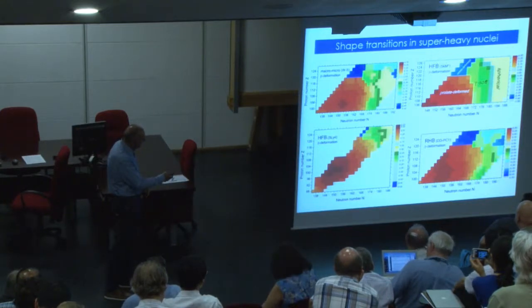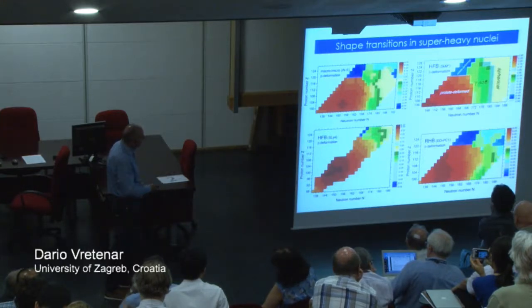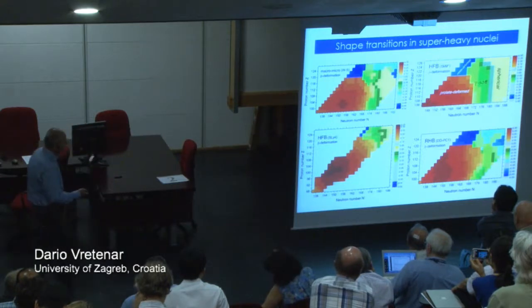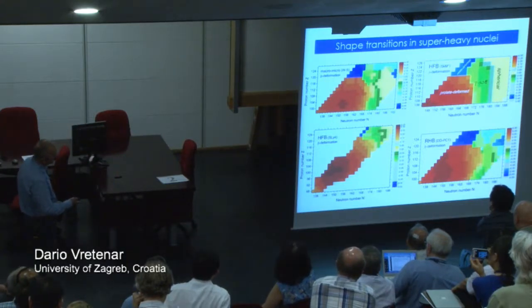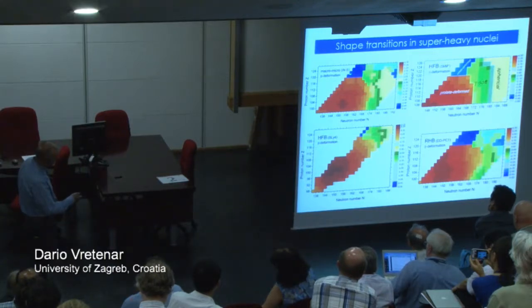The color code, of course, corresponds to different deformations. Blue would be oblate, red is prolate, yellow is spherical, green is gamma soft, and so on. So here one finds regions of very strong prolate deformation, but also exotic shapes which could develop, and all models agree that above N equal 120, one could even have super deformed oblate shapes.